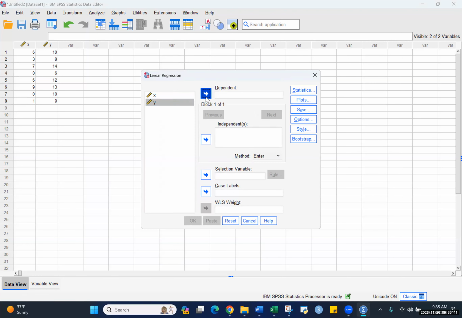Then my dependent variable is Y. My independent variable is X. So the dependent variable, remember, is the variable we're trying to describe or explain the variation of. And we're going to be describing and predicting values of Y with X.